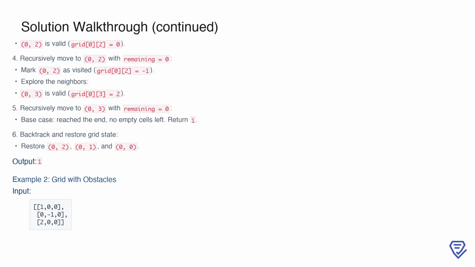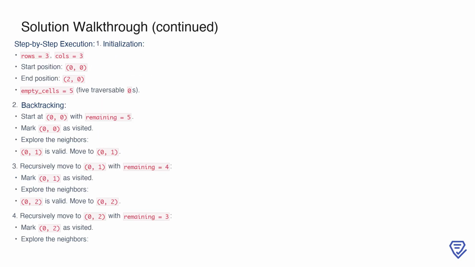At 0, 2, we mark it as visited by changing its value to -1 and check its neighbors. The valid neighbor here is 0, 3, which is the end position marked as 2. We move to 0, 3, and reach our base case, where we have visited all empty cells and reached the endpoint. This constitutes one unique path, so we return 1. After this, we backtrack to restore the grid state for further exploration, resetting the cells 0, 2, 0, 1, and 0, 0 to their original values. The output for this example is 1.